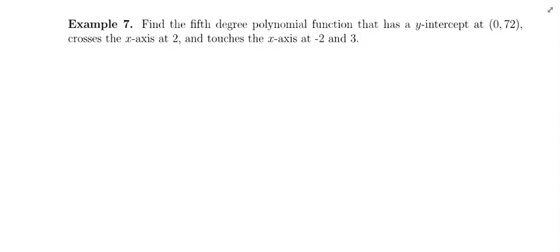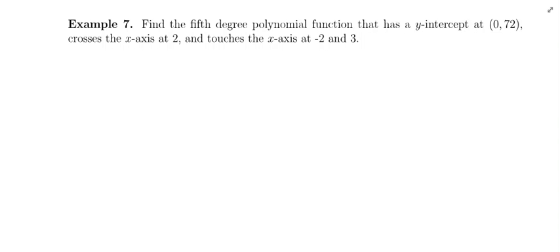Example 7 is very similar to example 6, but there is no picture given. You are supposed to come up with the equation of the function just based on a verbal description. So in example 7, we need to find the 5th degree polynomial function that has a y-intercept at 0.72, crosses the x-axis at 2, and touches the x-axis at both -2 and +3.